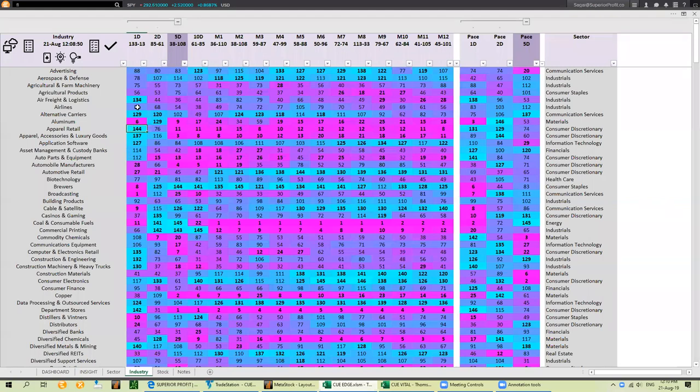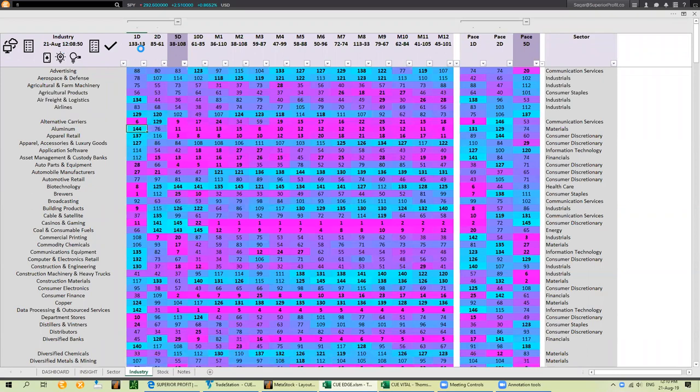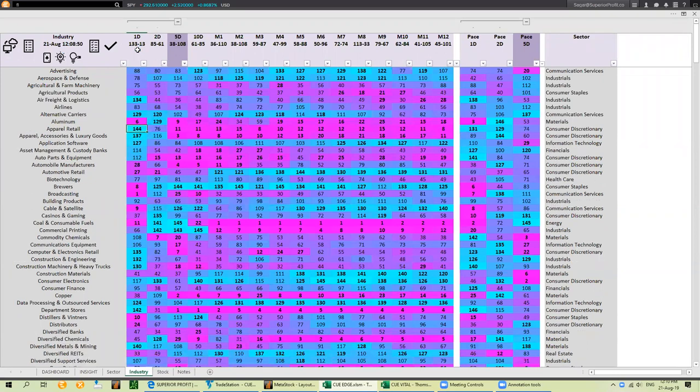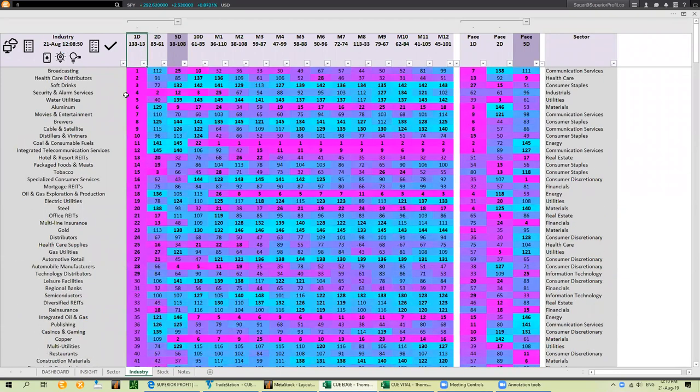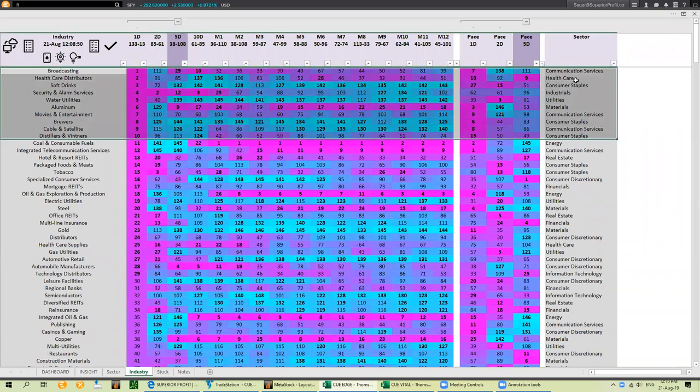Let's look at the worst performing industries. Not many today, isn't it? Only 13. And if we look at the 10 worst performing industries, they are in consumer staples, healthcare, communications, utilities. Not necessarily in defensive sectors. It's a mixture.